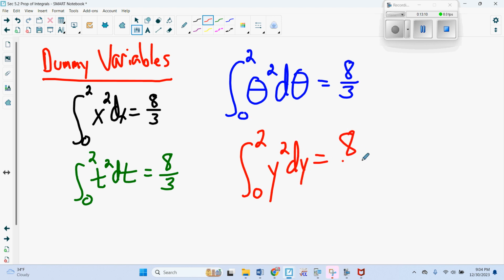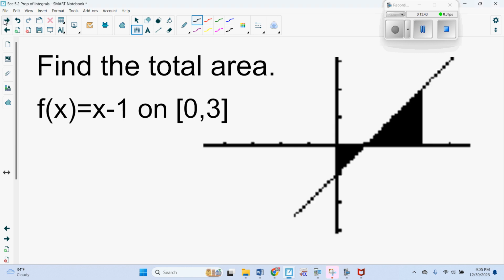And that is 8/3. When we are finding these integrals, the actual variable in the integral doesn't matter. It's called a dummy variable. Any variable can be there and you still get the same exact integral. Now, most of the time, we do it with x. That's just the variable we're used to, but it doesn't have to be x. So let's look at another example.